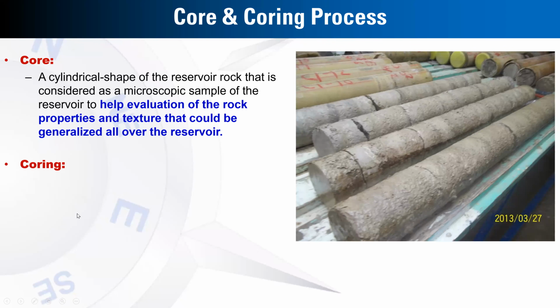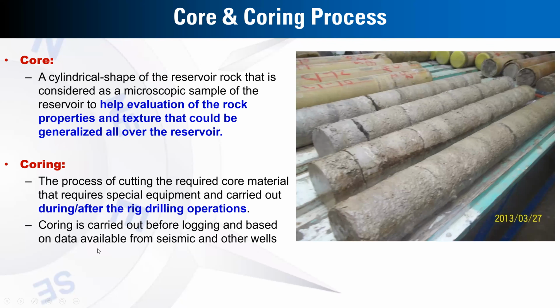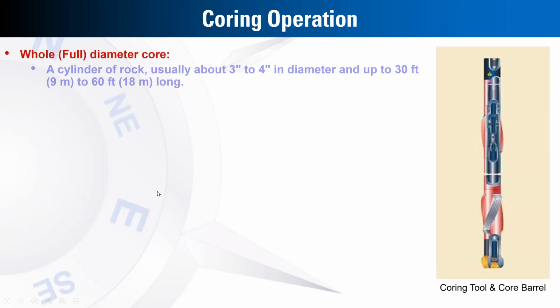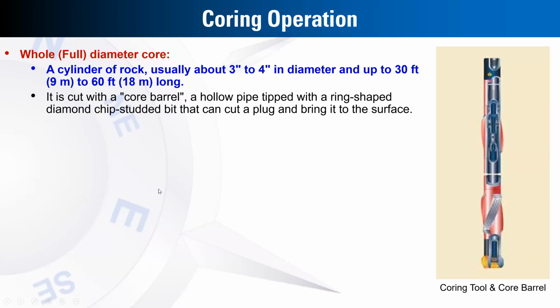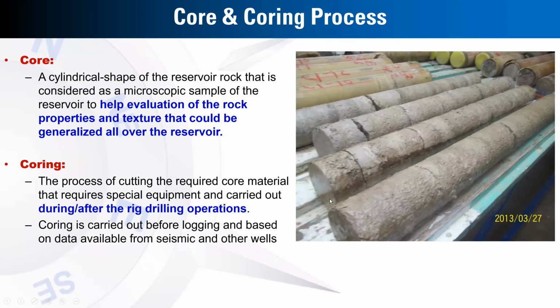While coring is the process of cutting the required core material like this, using specific equipment at the well site, maybe during or after the drilling operation. So simply, during the drilling operation, it's considered the full diameter core like this. But after the drilling operation, it will be sidewall coring operations. So a coring operation can be a full or whole diameter core like this one. This is a full diameter core.